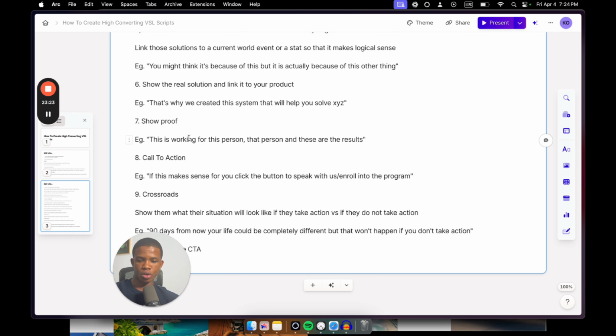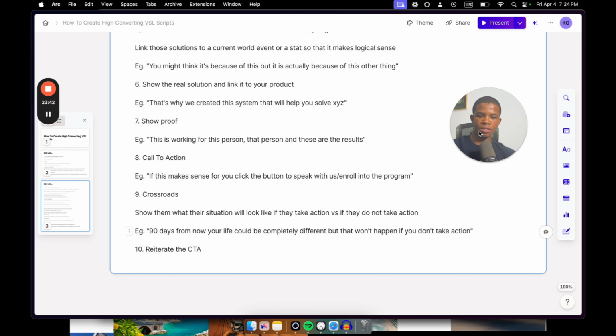Number 9, you need to show them the crossroads, show them what their situation would look like if they take action as opposed to if they do not take action, right? So you need to juxtapose those two scenarios and show them clearly so that they can visualize it in their mind, and they can see what's going to happen if they don't take action. Example, 90 days from now, your life could be completely different, but that won't happen if you don't take action, something like that, along those lines.